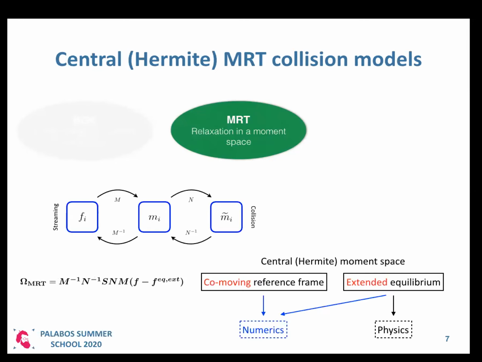The second type of MRT collision model is based on the central Hermite moment space, meaning that now the collision is applied in a moment space that is defined in a co-moving reference frame, and which is usually based also on an extended equilibrium state.